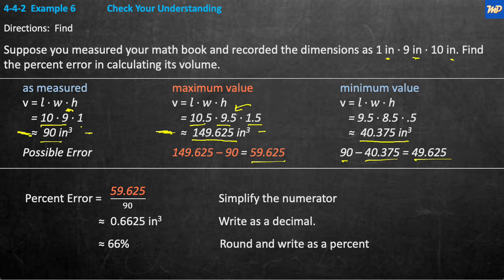What's the percent here? Take the largest error difference and divide it by the original number. So in our case, it's 59.625 divided by 90, which we calculated as the original number. And we're going to get 0.6625, written as a decimal. And when you write it as a percent, you're going to move this decimal point 2 places. So you're going to get 66% rounded and written as a percent. Good.